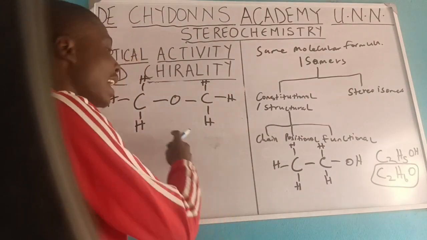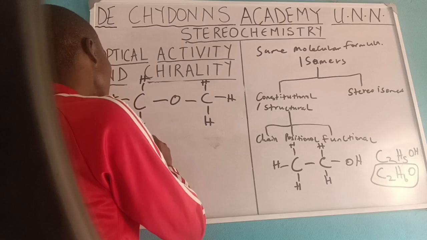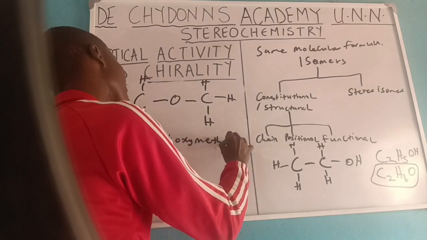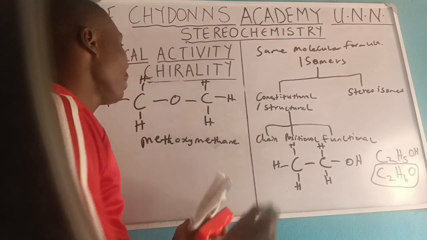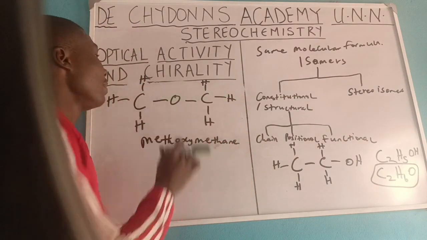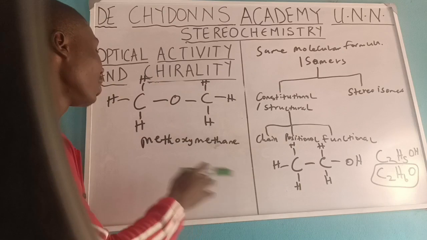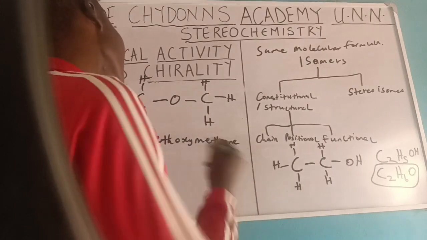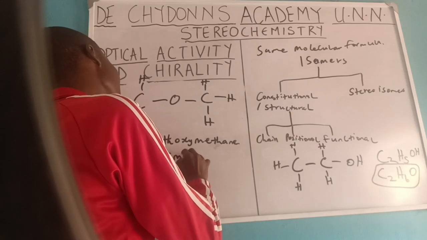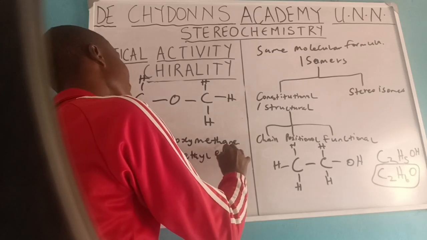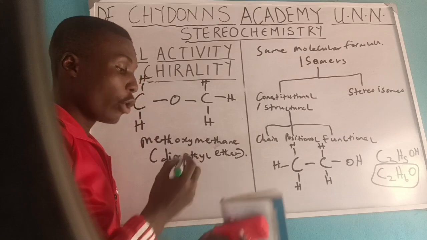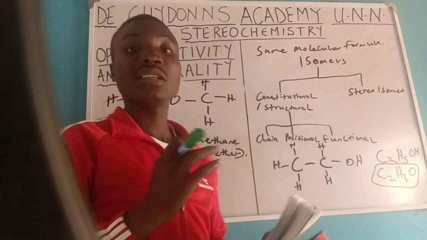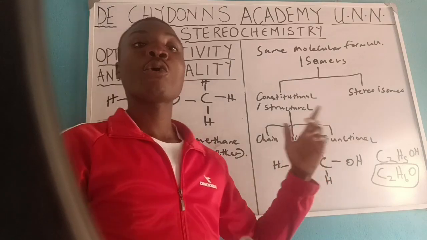This happens to be an ether, and we call it methoxymethane because we have a methyl group here. We also have a methyl group here, methyl. So this is methoxymethane. The old name for this happens to be dimethyl ether, showing the functional group which it belongs to. So we're going to be progressing to the main deal of the day, which happens to be stereoisomers.